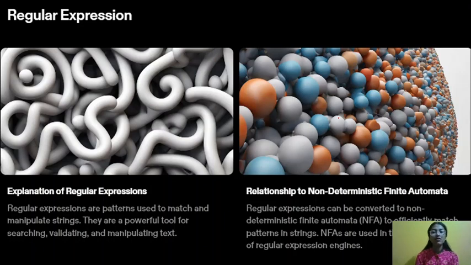And for further moves, we are going to use regular expressions, which are patterns used to match or manipulate strings, and they are a powerful tool for searching, validating and manipulating text. In relationship with NFA, regular expressions can be converted to NFA to efficiently match patterns in strings. NFAs are used to implement regular expression engines.